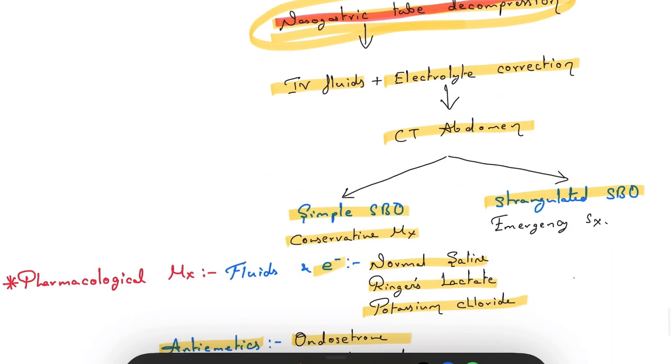Next we can give fluids: normal saline 0.9% for initial resuscitation, Ringer's lactate for volume replacement unless contraindicated, and dextrose solution for maintenance after stabilization if indicated. Next is electrolyte correction: replace potassium only after confirming adequate urine output, and correct sodium and chloride abnormalities gradually. Aggressive fluid replacement should precede surgery whenever possible.